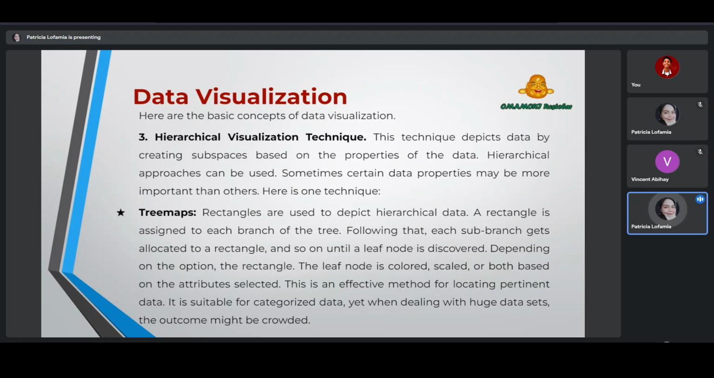This is an effective method for locating pertinent data. It is suitable for categorized data, yet when dealing with huge data sets, the outcome might be crowded.